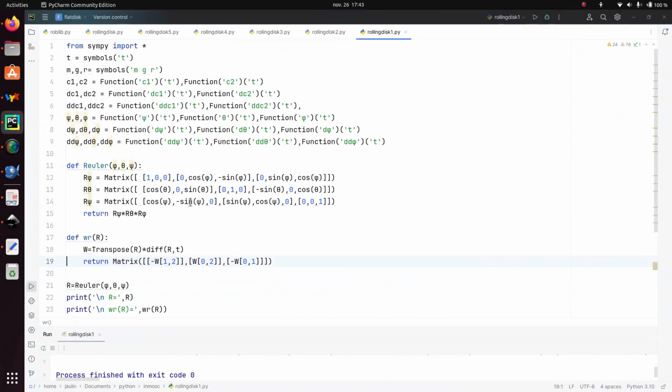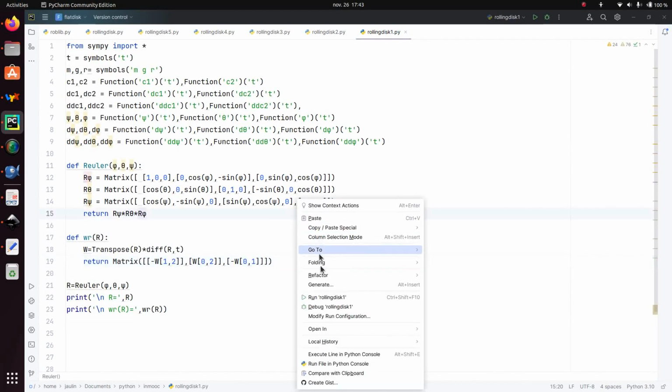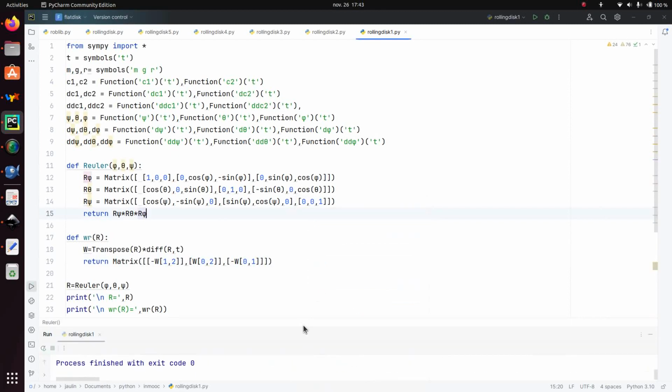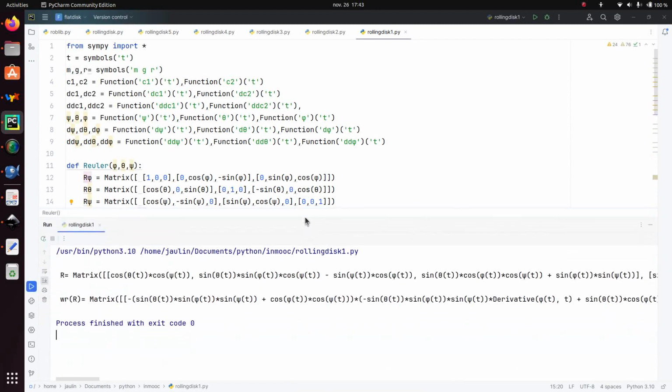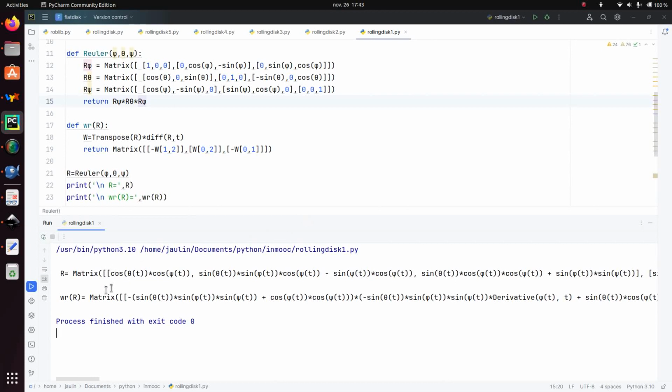So I will show you how it works. The program is given here. I run it, and I obtain an expression for r and an expression for omega r that I have just shown previously.